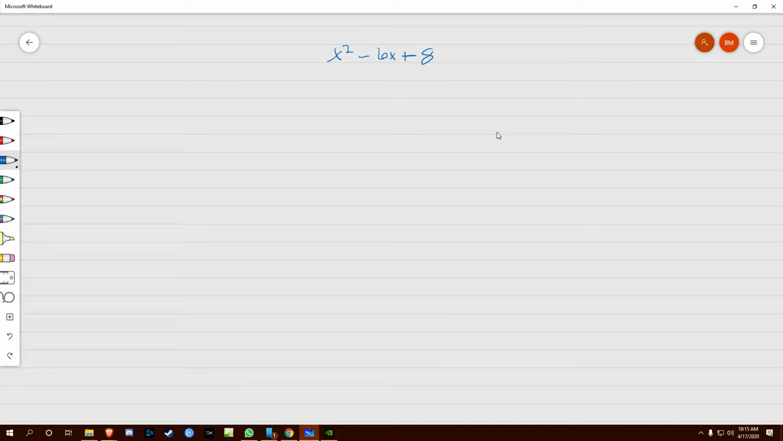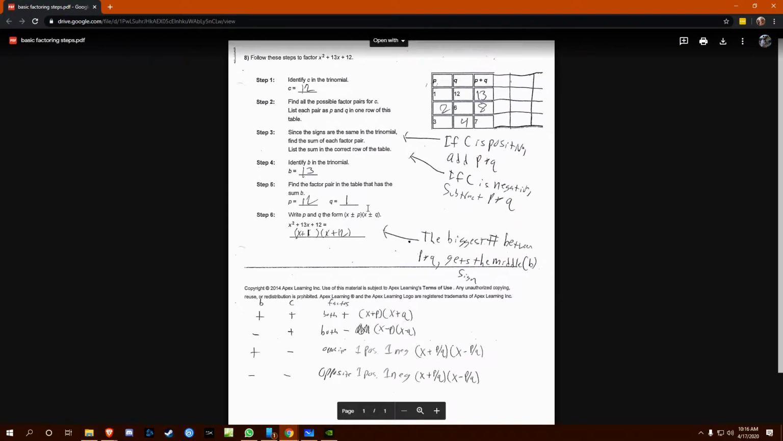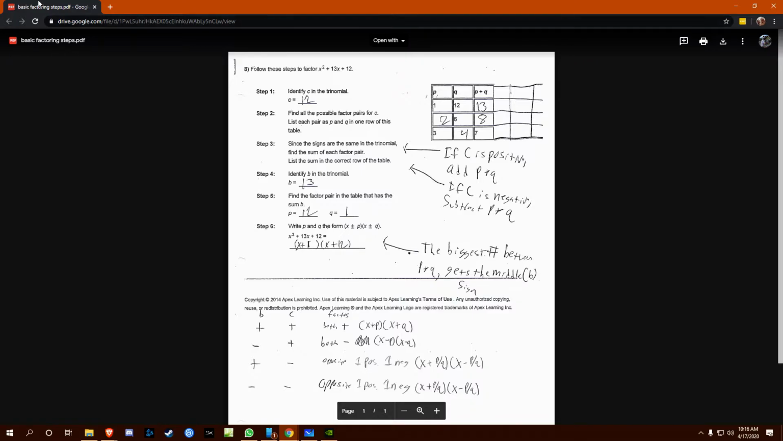I'm following my steps from the Apex study guide with my additional notes. If you do not have it, please request and I can send that to you. It looks like, I'll see if this even works. Looks like these steps. So this is what I'm following.